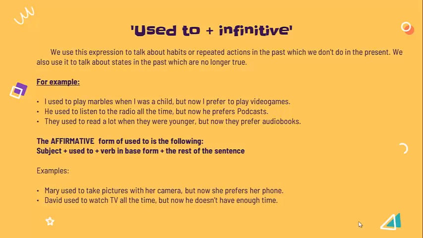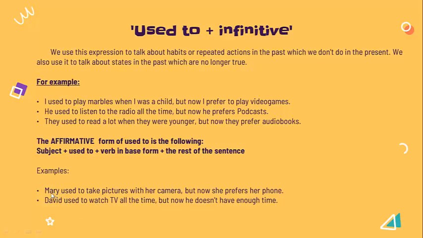The affirmative form of used to is the following: subject plus used to plus verb in base form and the rest of the sentence. Examples: Mary used to take pictures with her camera, but now she prefers her phone. David used to watch TV all the time, but now he doesn't have enough time.